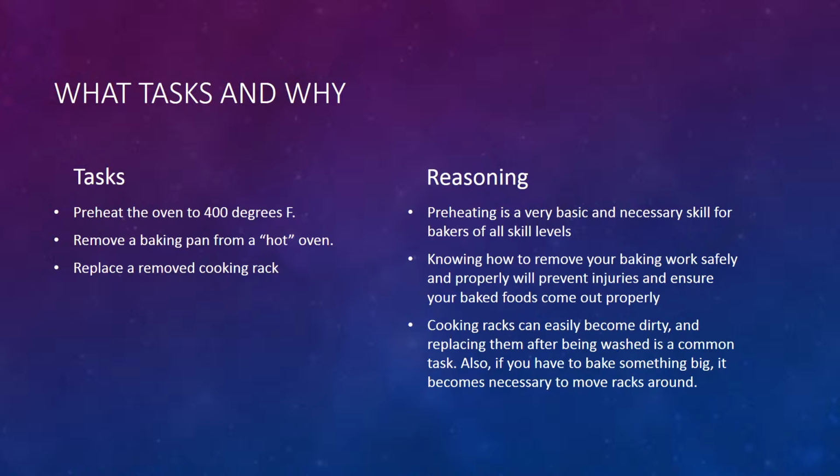Our first is to preheat the oven to 400 degrees, as this is a very basic skill necessary for all parts of baking. Our second task was to remove a baking pan from a hot oven. Being able to remove something hot from the oven is a vital part of safety and preventing injury. Our third task was to remove a cooking rack, an important step when cleaning or adjusting the oven.